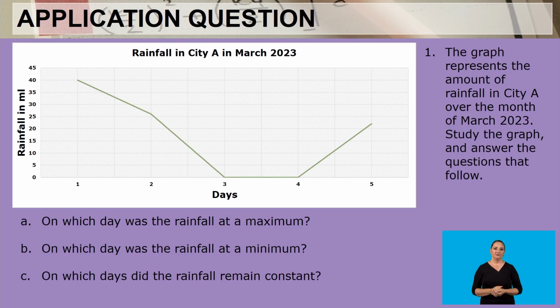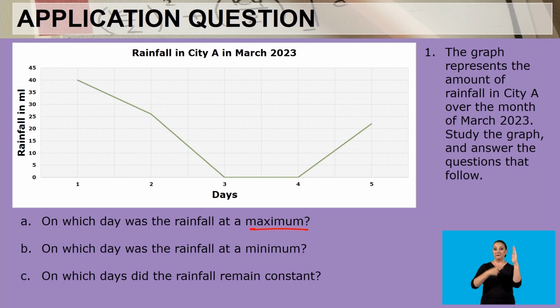It says, on which day was the rainfall a maximum? Remember, maximum means highest, and highest would mean vertically. We are looking at the highest value vertically. So when we are looking at our graph here, which day has the highest or the maximum amount of rainfall? If you are thinking of day number 1, then you are absolutely correct, because we can see that the day with the maximum amount of rainfall had 40 milliliters of rain, and that is the highest amount of rainfall.